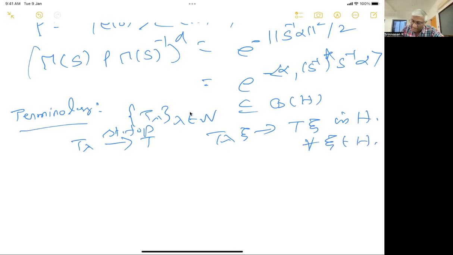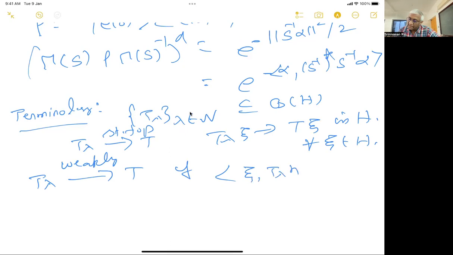There is something called the weak topology. T_lambda converges to T weakly if the inner product of xi with T_lambda eta converges to the inner product of xi with T eta, for all xi, eta in H. These are all just inner products, just complex numbers, and those complex numbers converge. This is what the weak topology is.